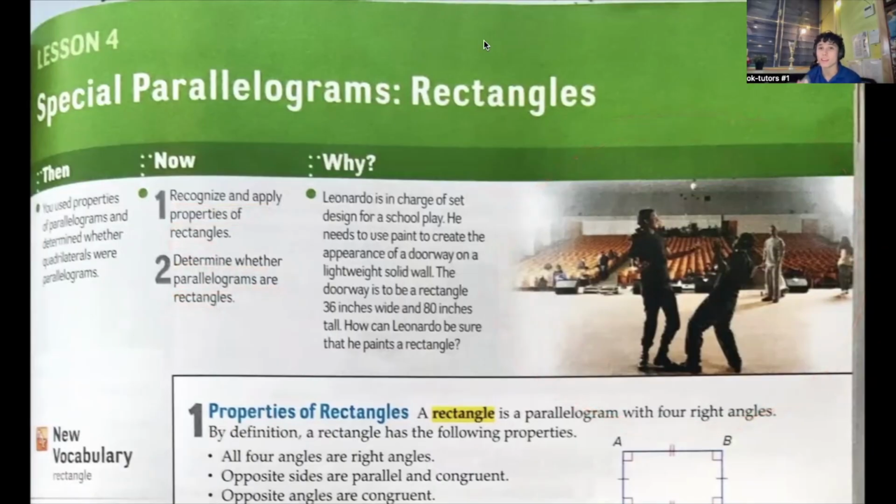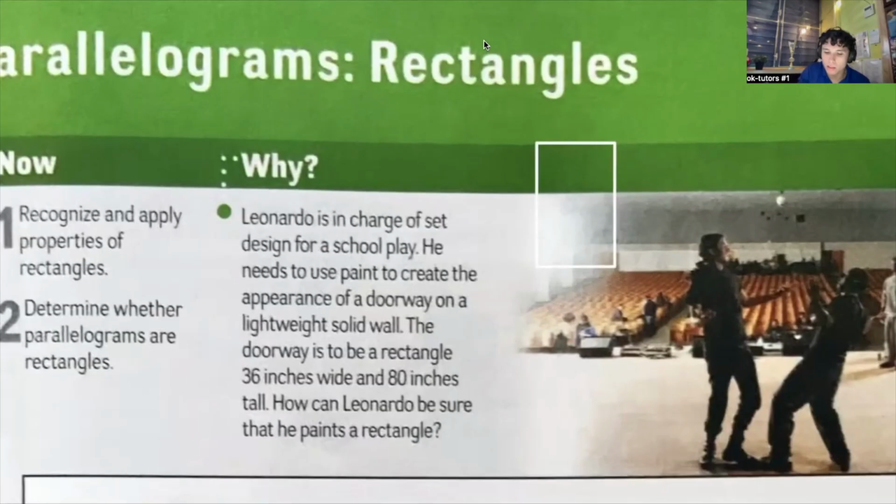For those who are in theater, it says, Leonardo's in charge of set design for a school play. He needs to use paint to create the appearance of a doorway on a lightweight solid wall. So basically, he just needs to do a doorway on a wall. The doorway is to be a rectangle that's 36 inches wide and 80 inches tall. So if you do it in this form, it's going to be 36 wide and 80 inches tall. That's how it works.